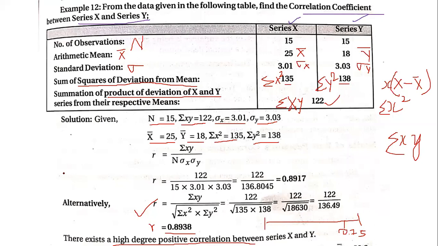They can ask this for 6 marks. You can use formula 1 because you have data for that also, or you can use formula 2. Both ways you can solve this problem. Any doubt in this problem? Did you all understand?